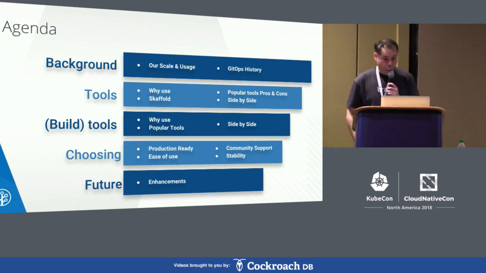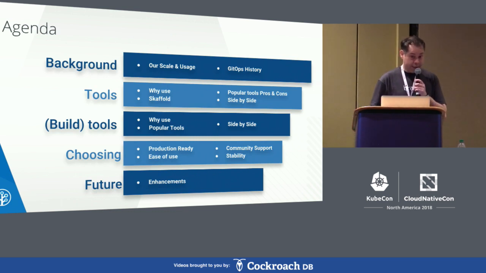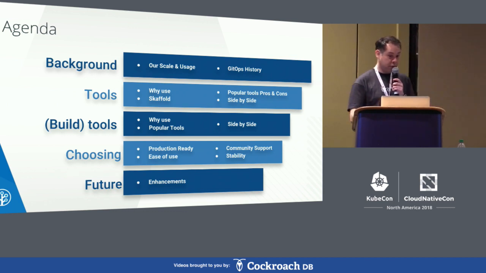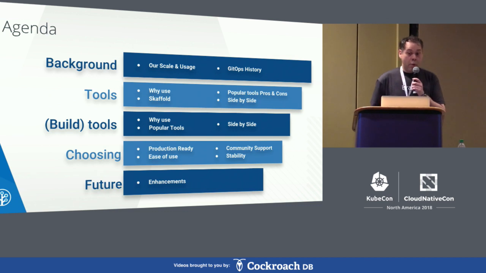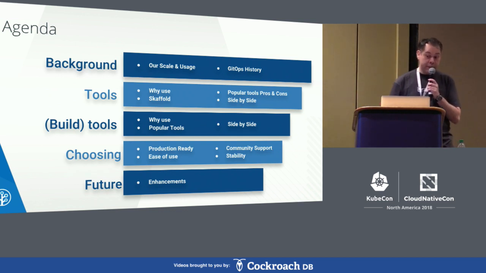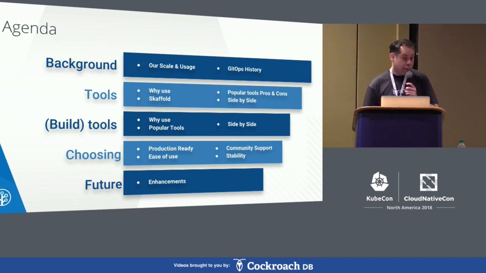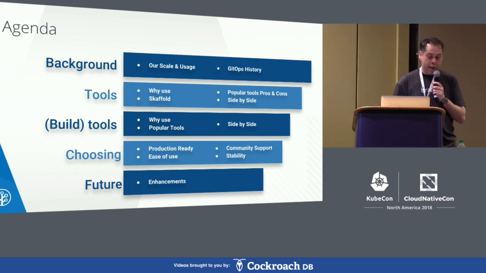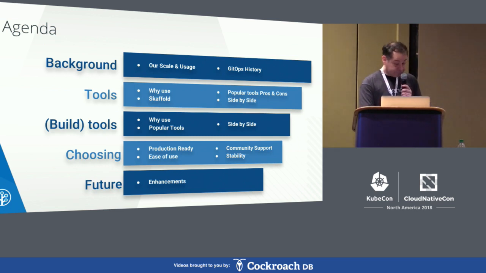A little bit of what we're going to be talking about today. So briefly touch on our scale and some GitOps history. Then we'll dive into the tools. Why do you want to use these tools? We'll do some side-by-side comparisons. We'll talk about some pros and cons, and then we'll talk about the container build tools. Again, why to use them, and also side-by-side comparisons. And then we'll talk about which ones you may want to choose in terms of community support, which one might be easier to use, which might be more stable, and which might be sort of production ready. And then we'll talk about some future enhancements.